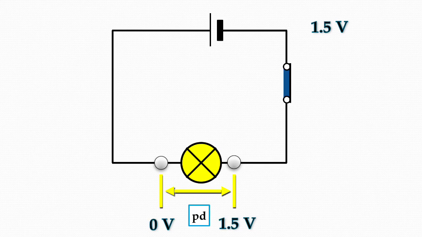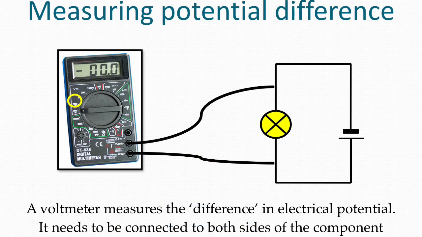We're now going to move on to looking at potential difference. Potential difference is the difference in the electrical potential between 2 points. So here we have 2 electrons either side of a bulb, and on one side it is connected to a potential of 1.5 volts, on the other side it is at 0 volts or earth. The potential difference is 1.5 volts. In order to measure potential difference, we need to use a voltmeter connected over the component or in parallel with the component.